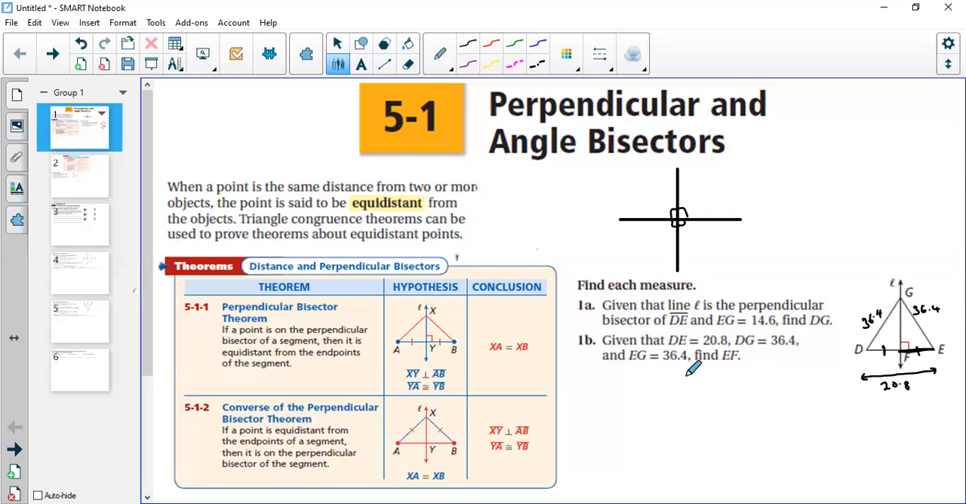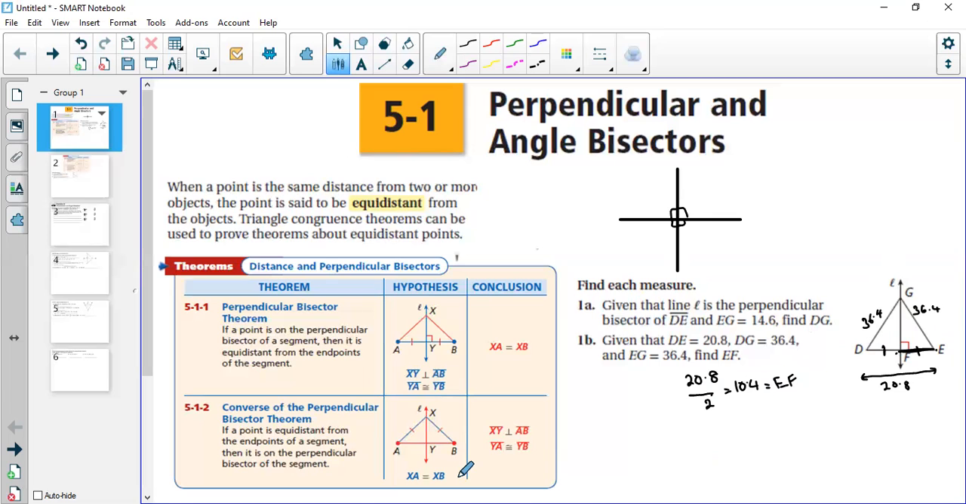So to find half of it, we are going to divide 20.8 by 2. That will give you 10.4, which is equal to EF. So the distance between E and F is 10.4, which means the distance from D to F is also going to be 10.4. If you want to find the whole length, you will add 10.4 and 10.4. That's about perpendicular and angle bisectors.